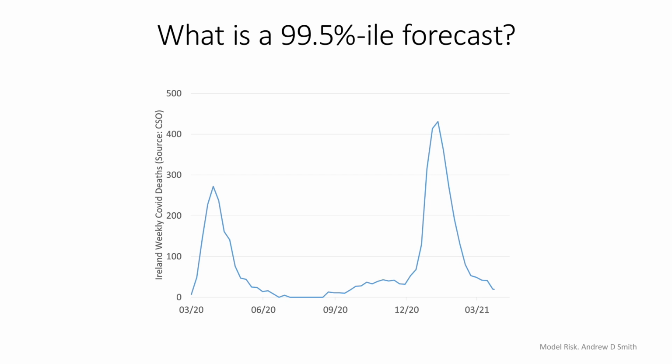You can see there a chart which shows the number of deaths on a weekly basis in Ireland resulting from COVID since the start of the COVID pandemic in March of 2020. And you can see there's been two spikes. There was a spike originally in the spring of 2020, and then it calmed down for a bit. And then in the winter of 2020 and the winter of early 2021, we had a spike of infections and deaths.